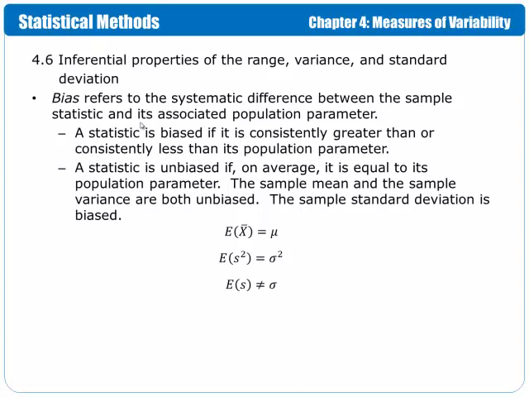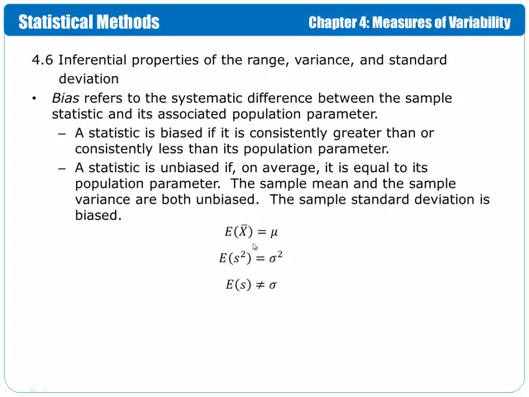Now we will look at the inferential properties of the range, variance, and standard deviation. Bias refers to the systematic difference between the sample statistic and its associated population parameter. A statistic is considered biased if it is consistently greater than or consistently less than its population parameter. A statistic is considered unbiased if, on average, it is equal to its population parameter. The sample mean and the sample variance are both unbiased. The sample standard deviation, however, is biased.